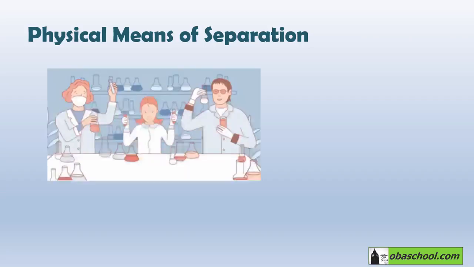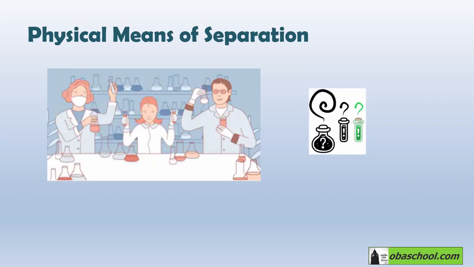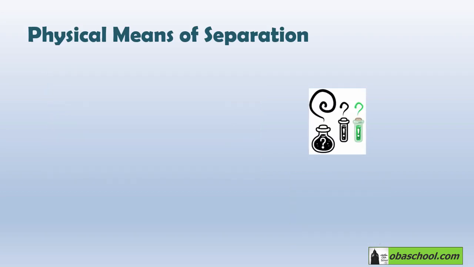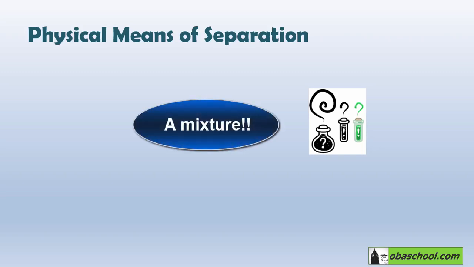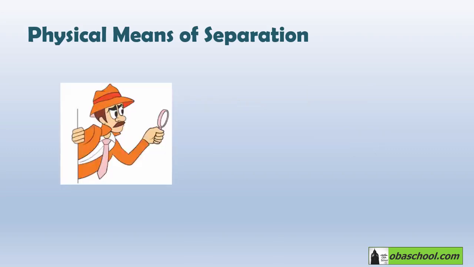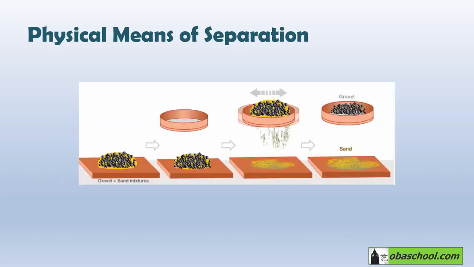In some cases, analytical chemists are given unknown solutions and are asked to identify the substances present in this solution. However, in most of these cases, the solution will be a mixture of substances and not a pure substance. So, before identifying the substances present in this mixture, they will have to first separate the components of this mixture.